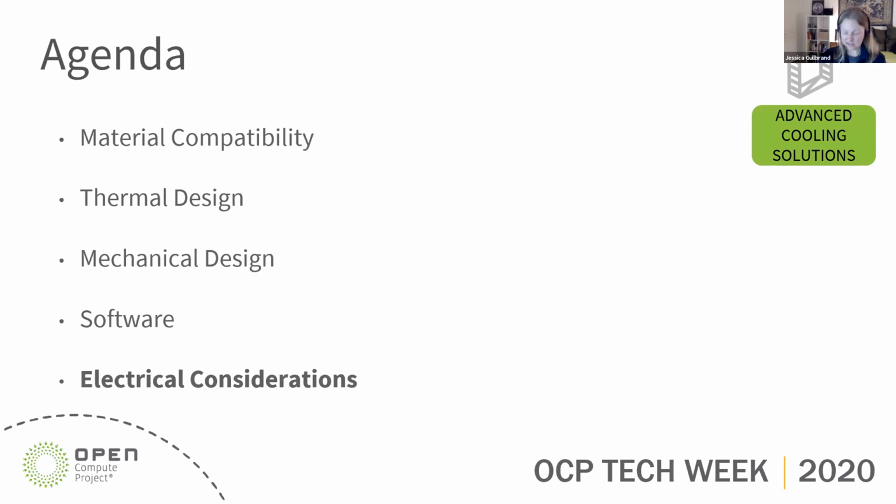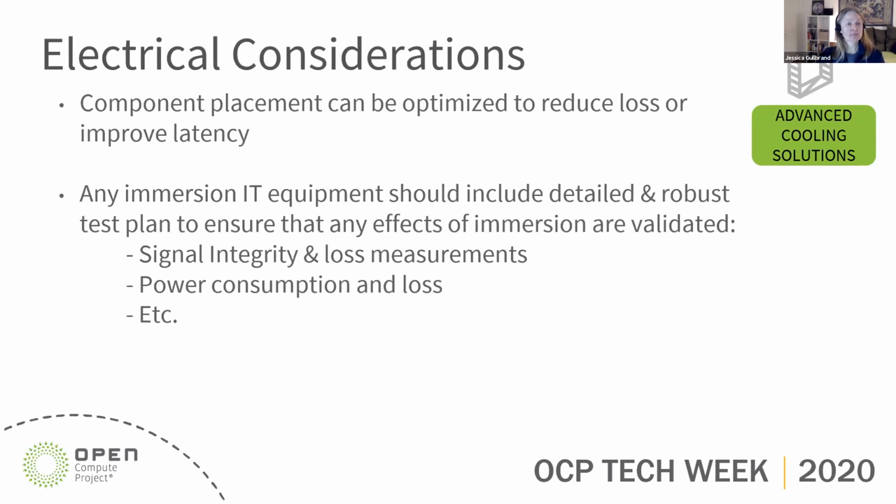Okay, so getting into the last chapter here, the electrical considerations. For electrical considerations, the component placement can be optimized to reduce loss or improve latency. And here we're just highlighting as well that really any immersion IT equipment should include a detailed and robust test plan to ensure that the effects of immersion have been validated, right? And that's really talking about signal integrity.